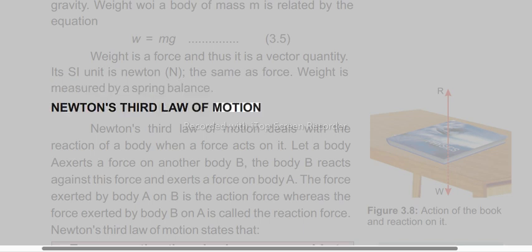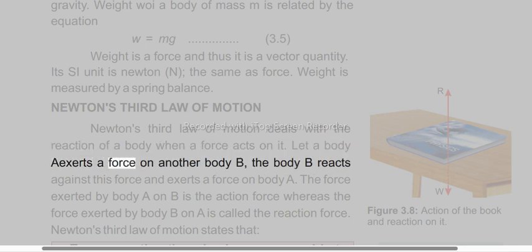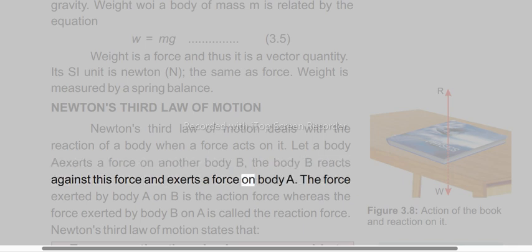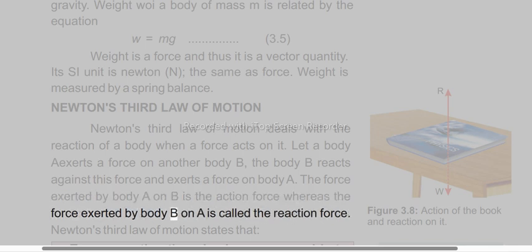Newton's third law of motion deals with the reaction of a body when a force acts on it. Let a body A exert a force on another body B. The body B reacts against this force and exerts a force on body A. The force exerted by body A on B is the action force, whereas the force exerted by body B on A is called the reaction force.